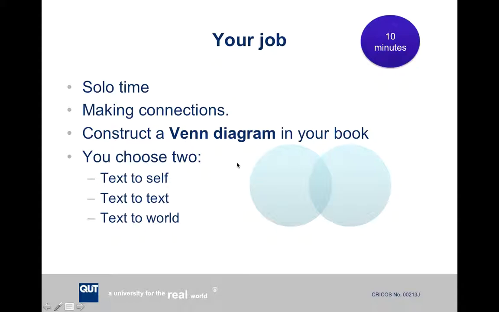So they can do text to self. So how does this text relate to me? Is there a time in my life when I've tried something new and I found that I really wasn't very good at it, so I went back to what I was familiar with? And you could write that down there. And then they could choose whether they want to compare that with text to text or text to world, and anything that they had in common will go in the middle here. So that's just another way to process the text.